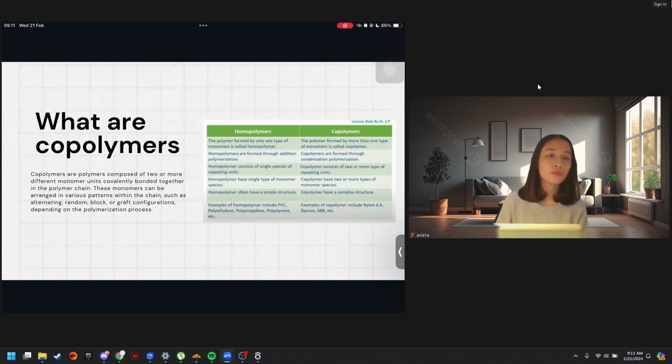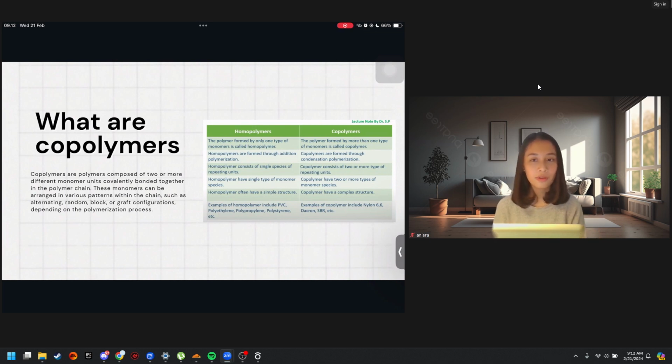The next one is what are copolymers. Copolymers are polymers composed of two or more different polymer units covalently bonded together in a polymer chain. These monomers can be arranged in various patterns within the chain, such as alternating, random, block, or graft configurations, depending on the polymerization process. Here you can see the difference between homopolymers and copolymers.